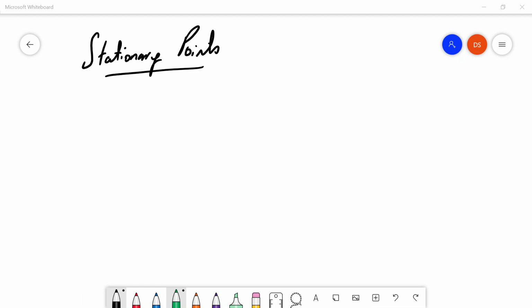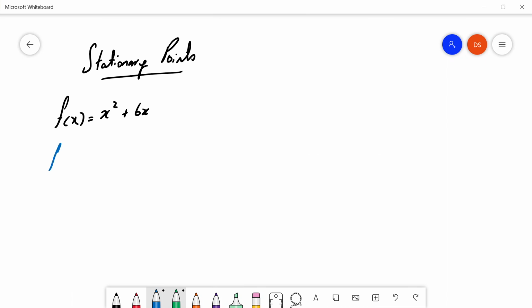Mr. Dama here, and today I want to talk to you about stationary points. Stationary points of a function are where the function has a gradient of 0. So let's consider the function f of x is equal to x squared plus 6x. We're going to have a look at where the gradient is 0. So to do that, we must differentiate.